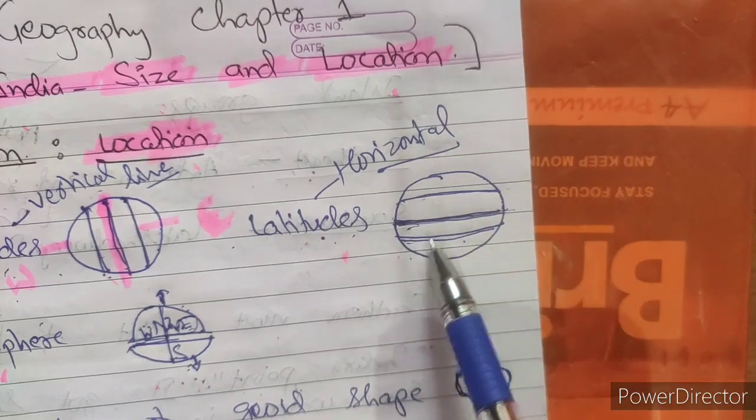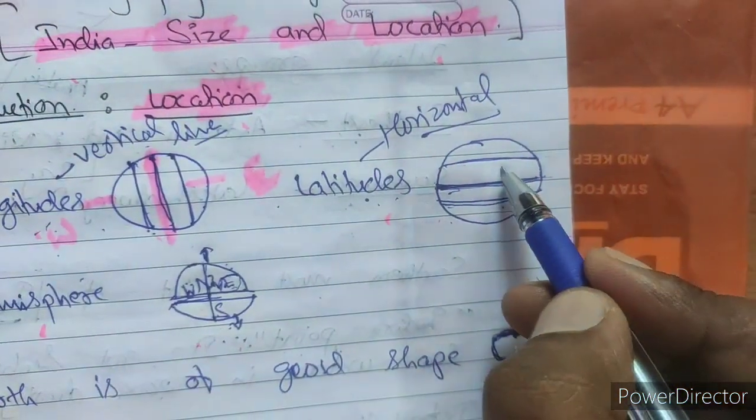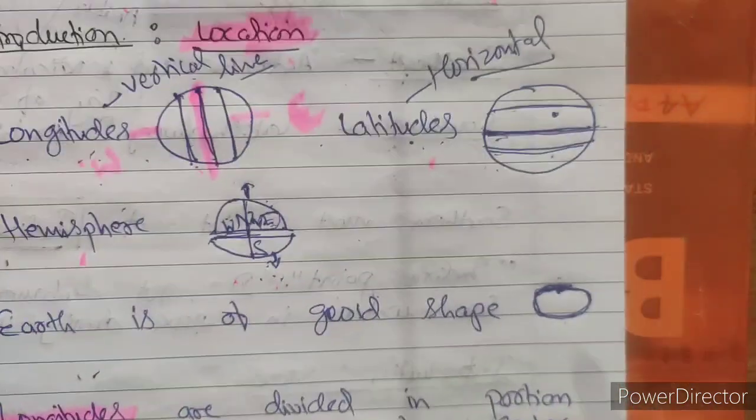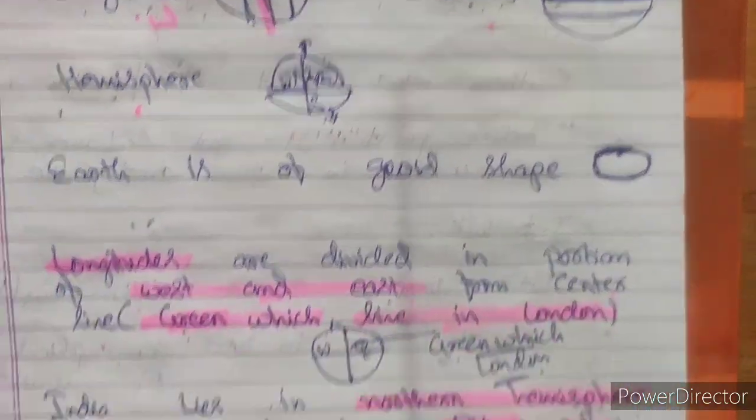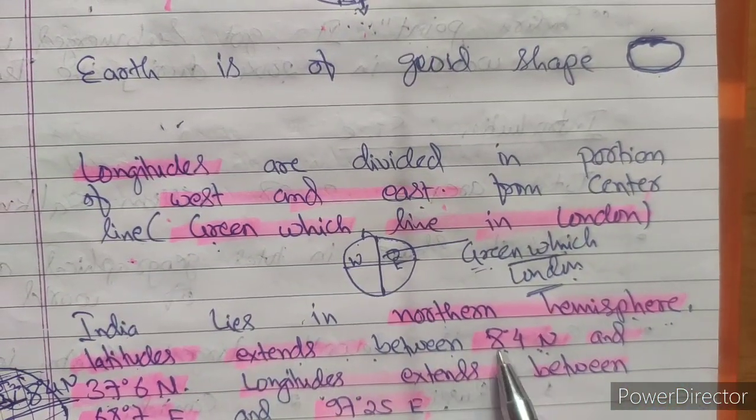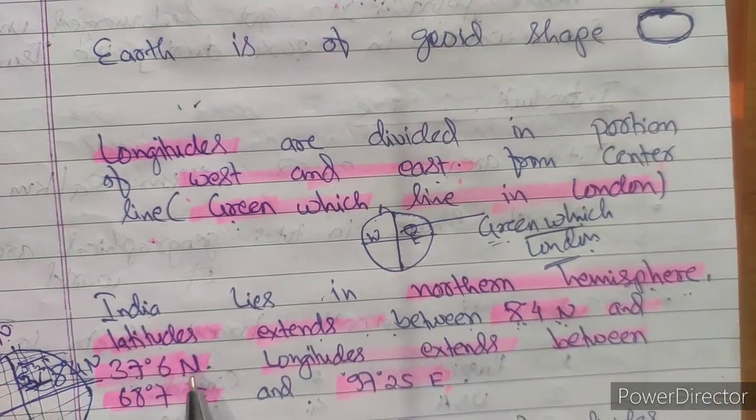This, the central line, and these are horizontal lines. So India lies in the northern hemisphere. That's why India's position is in the north. That's why latitude says north, between 8 degrees 4 minutes north and 37 degrees 6 minutes north.